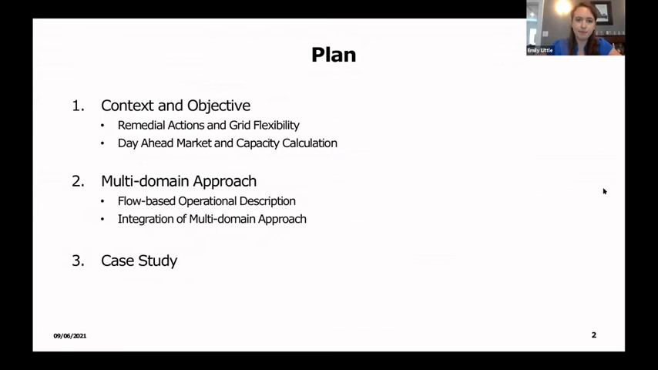I'll start by giving a bit of context, specifically on remedial actions and grid flexibility, and a bit on the European day-ahead market. Then I'll go into the multi-domain approach, which is the name of the method we're using to expand the flow-based domain. And then I'll demonstrate the method on a very small case study.